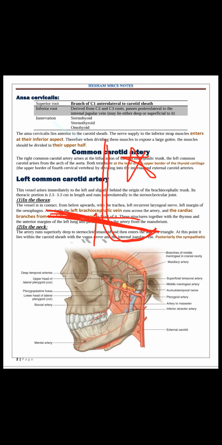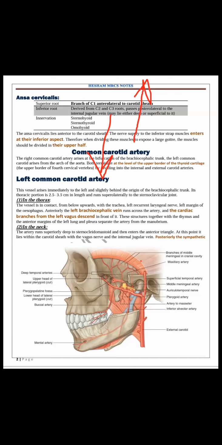What is the function of these strap muscles? They are called infrahyoid muscles. They are responsible for moving the hyoid downward, and the suprahyoid muscles are responsible for moving the hyoid upward. Moving of the hyoid upward and downward is a movement during deglutition or swallowing, and also during speaking. You may move this hyoid above and below.